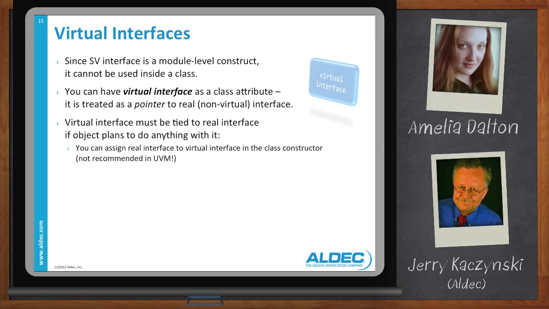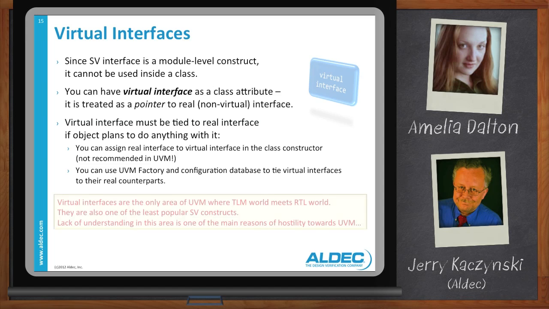You can assign real interface to virtual interface in the class constructor. That's a very basic element of object-oriented programming. So it can be done, but it's not really recommended in UVM because it would cause a little bit of problem. So what can we do instead? We can use UVM Factory and configuration database. Those are two important features that we'll explain a little bit later, to tie virtual interfaces to their real counterparts.